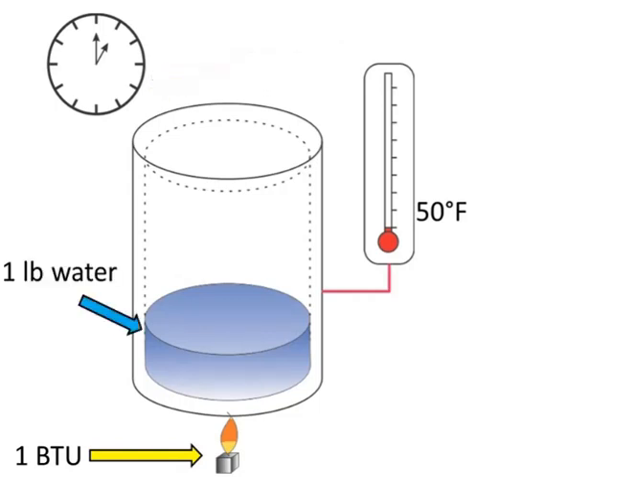This is 1 pound of water. Before starting the process, it is at 50 degrees Fahrenheit. And this clock indicates the duration of the process, always 1 full hour. By definition, the process will raise the temperature of water 1 degree Fahrenheit.